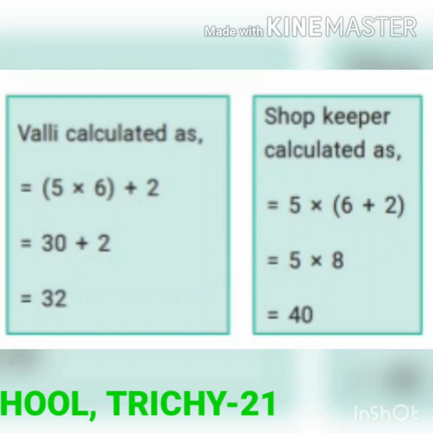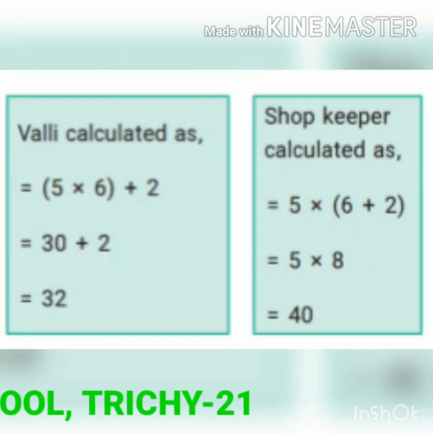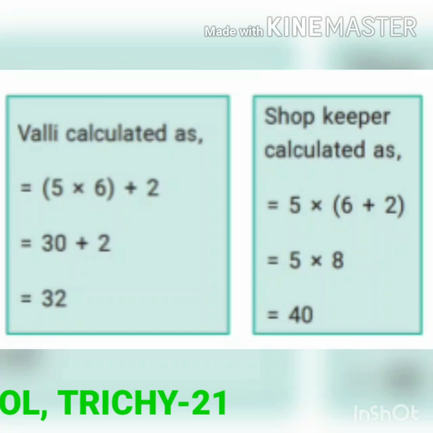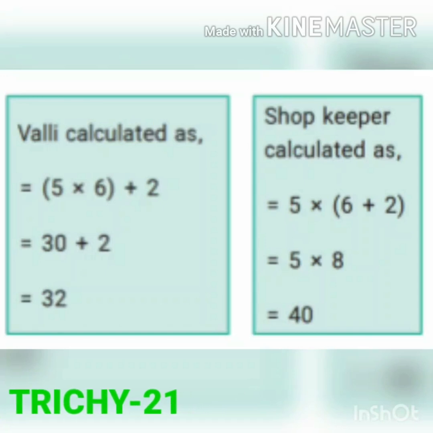Let us see the calculation. First in bracket 5 multiplied by 6. After that plus 2. 5 sixes are 30. 30 plus 2 equal to 32. So Valli paid rupees 32 only.